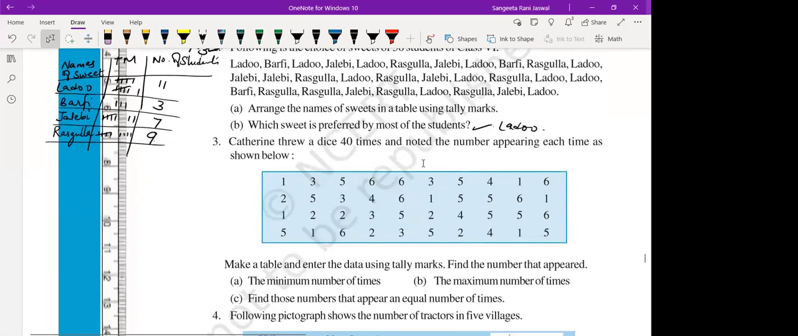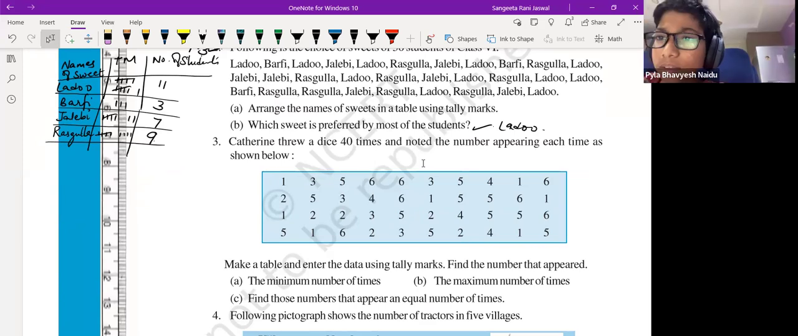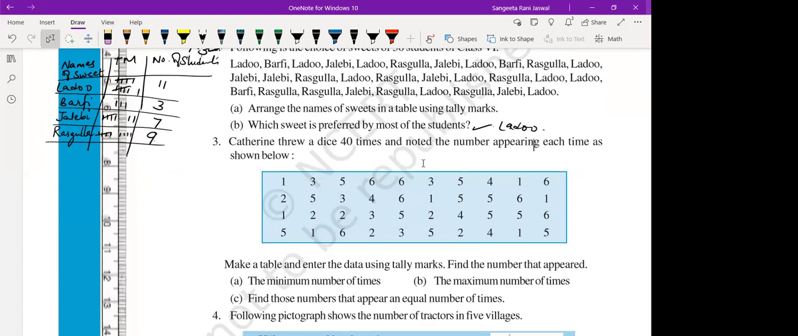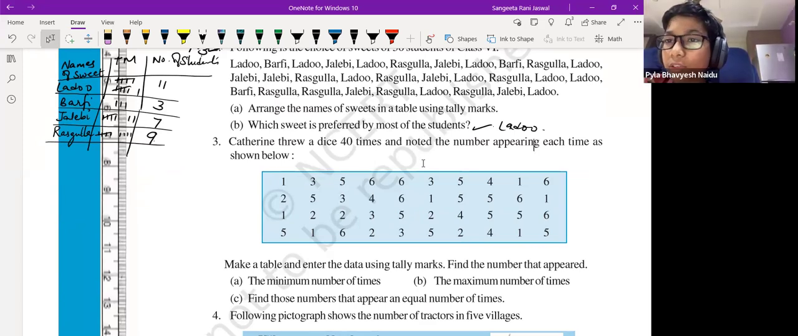Okay, now let's see the next question. Bhavesh, read the next question. Catherine threw a dice 40 times and noted the number appearing each time as shown below. Make a table and enter the data using tally marks. Find the number that appeared.